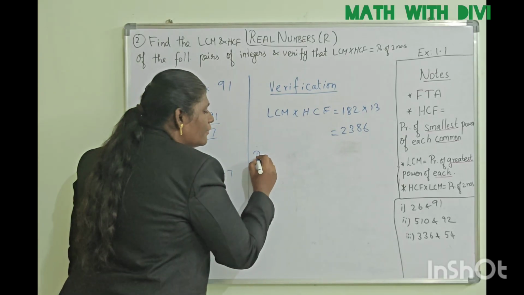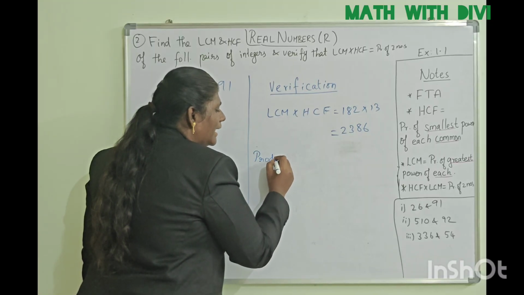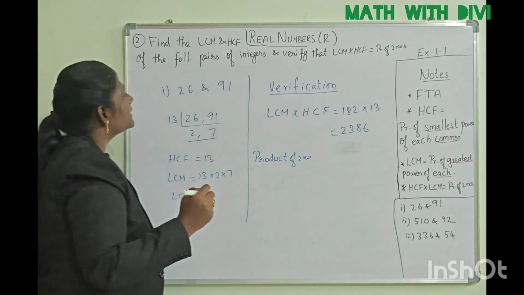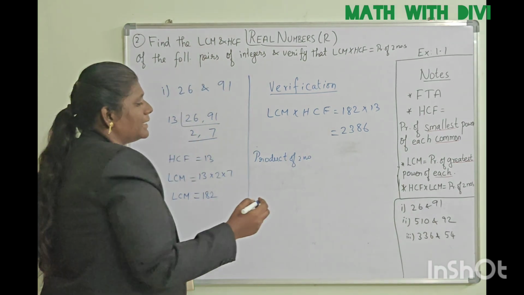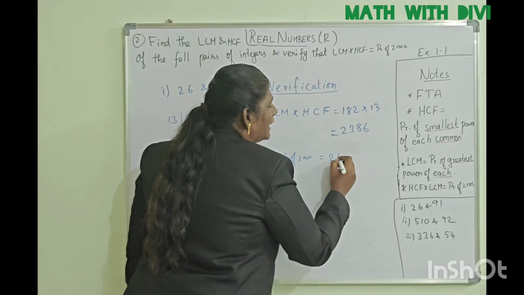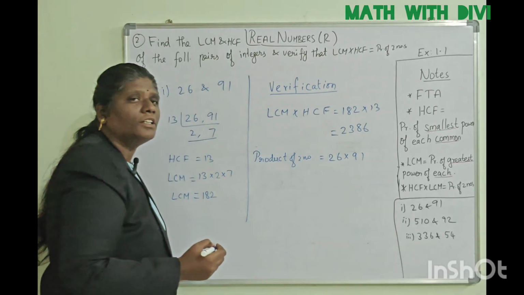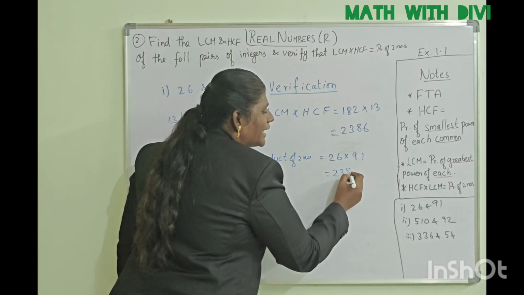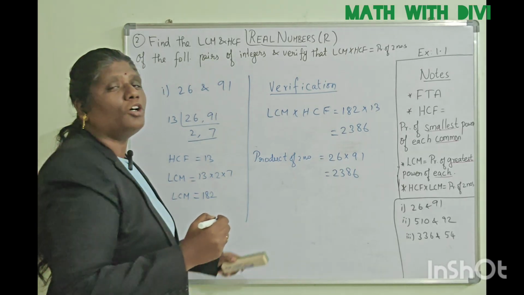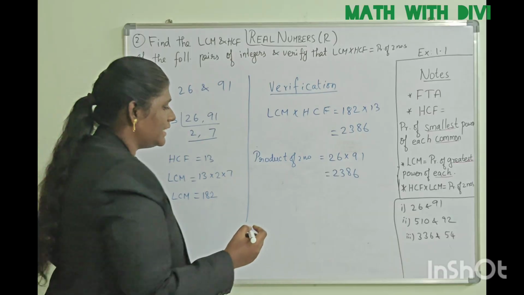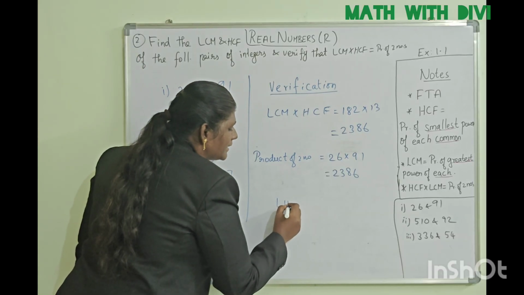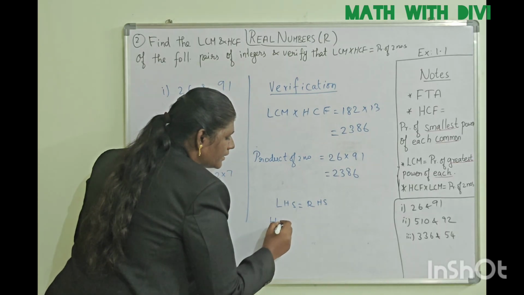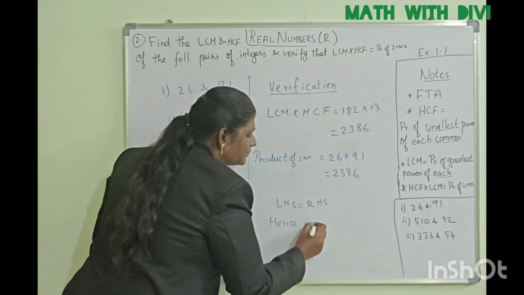And the product of two numbers is the product of the numbers given in the question, that is 26 and 91. So you just multiply and check it. So it is also 2386. So both LHS and RHS are equal. LHS is equal to RHS. Therefore, it's verified.